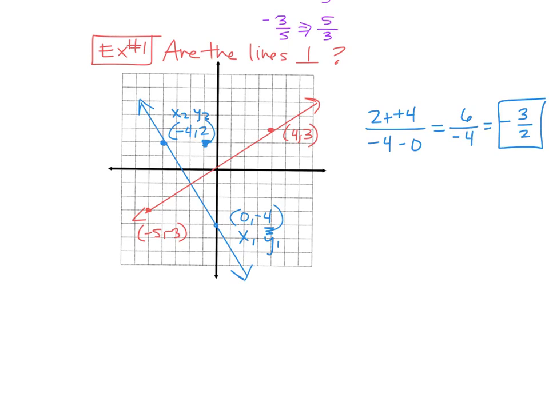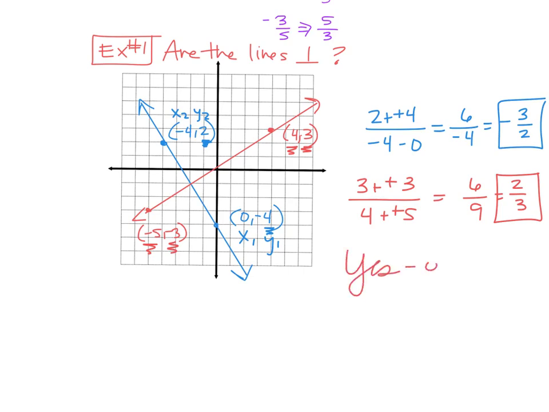The slope of our red line, if we do 3 minus a negative 3 over 4 minus a negative 5. This is plus a positive, this is plus a positive. We get 6 over 9, which when reduced would be 2 over 3. So are those two lines perpendicular? Yes, because they are opposite reciprocals, or when you multiply them, you get -1, okay? So we would say yes, those are opposite reciprocals.